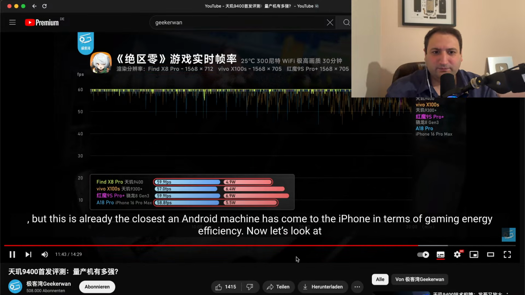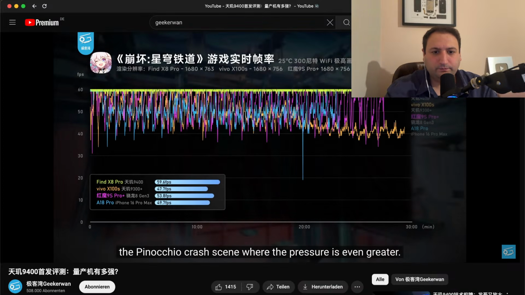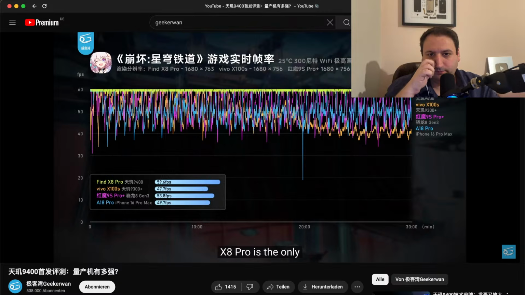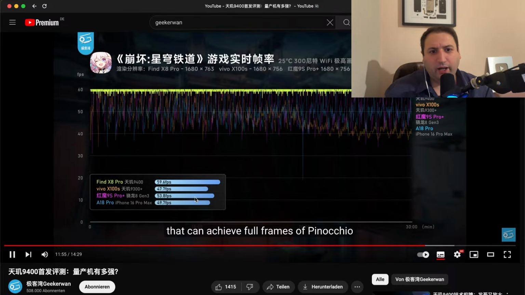This is already the closest an Android phone has come to the iPhone in gaming efficiency. Now let's look at the more demanding Honkai Star Rail Penacony scene, which is even more outrageous. The Find X8 Pro is the only phone we've tested so far that can hold full frame rate in Penacony. That's very impressive. And again, this is the kind of test where the iPhone probably could just push wattage higher and higher, but the resolution difference is not too big here, though it does still run at higher resolution. So again, getting out the calculator.